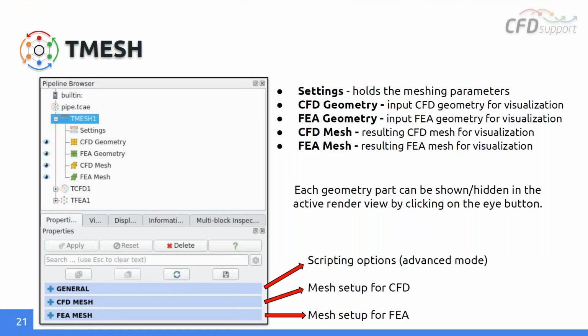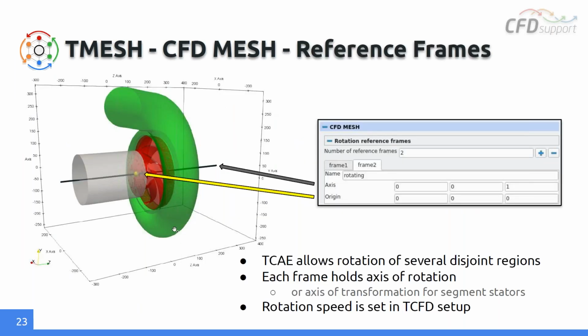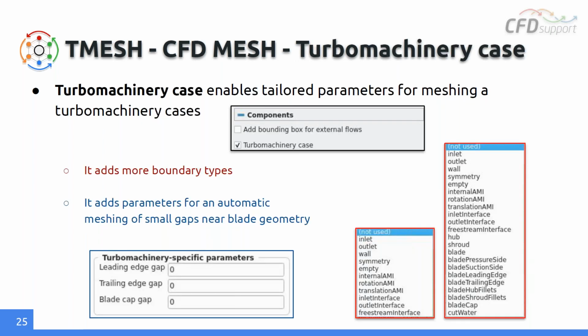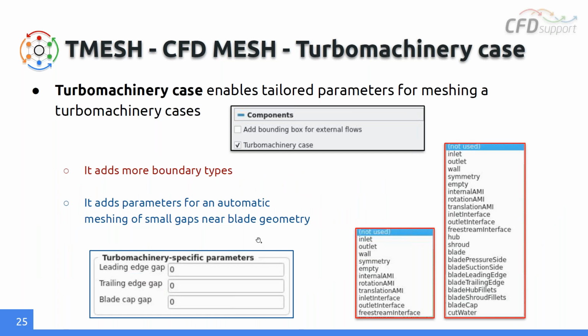Maybe I will borrow the presentation again. Here's the definition of each section, and this is the definition of the rotational frame. Here is some information about the bounding box for external aerodynamics. By enabling this, you create a virtual wind tunnel, let's say, without inputting the STLs, so it's for external aerodynamic cases. And these are the types of the boundaries. By clicking on the type, you assign the STL to the given part, and you also choose the type of the boundary.